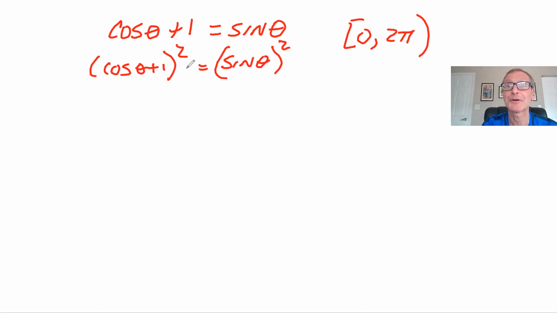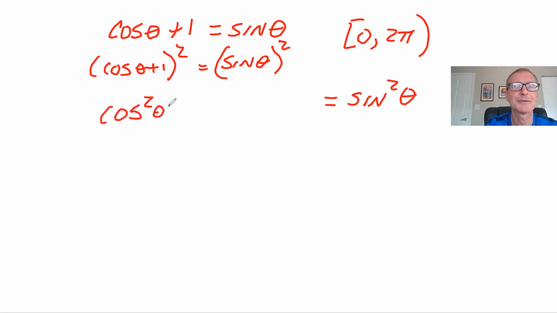And so with regards to this side, it would be sine squared of theta. And this would be cosine squared of theta plus 2 cosine of theta plus 1. Now we could use the Pythagorean identity again.